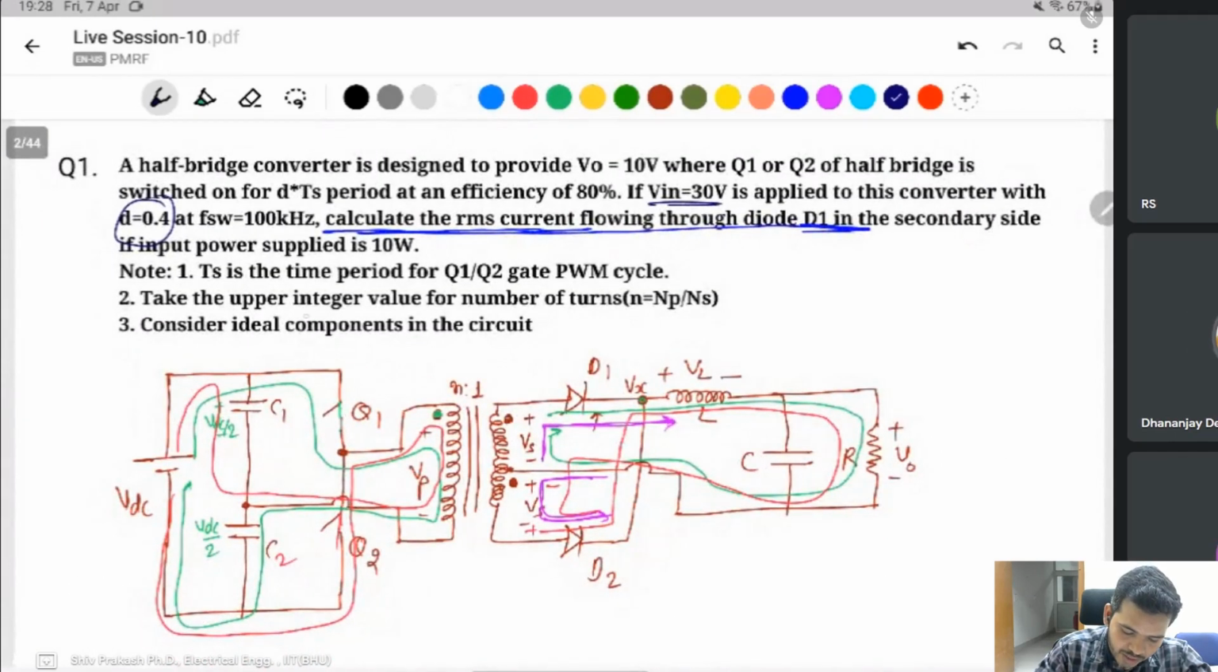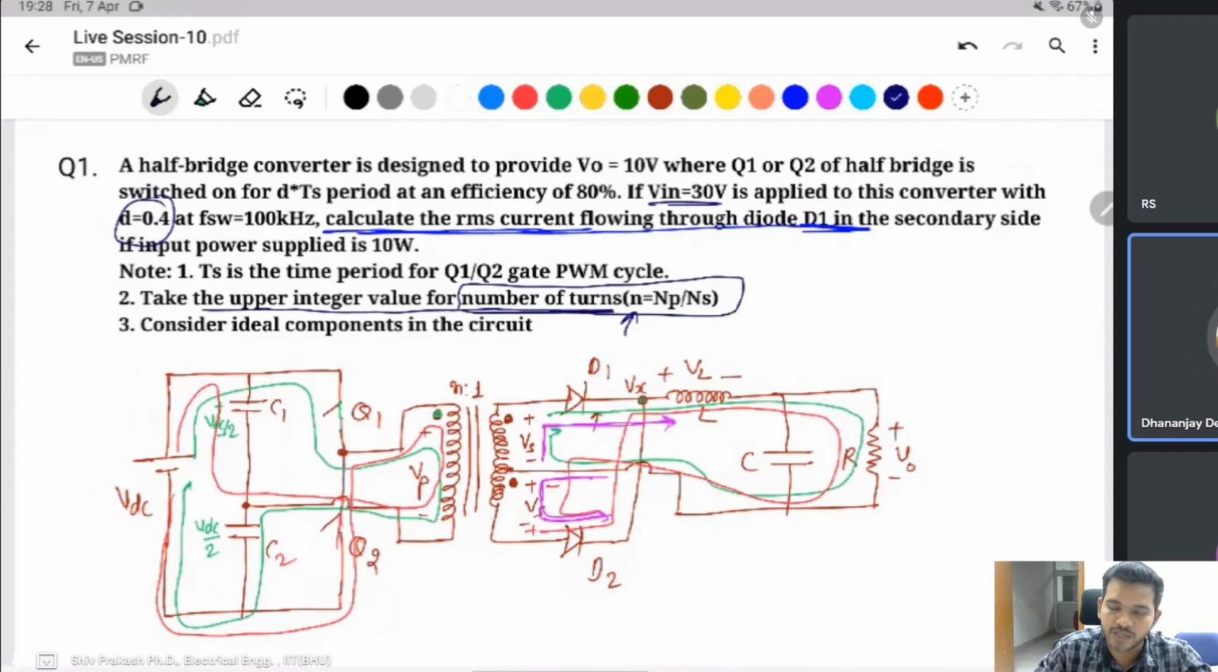A hint is given here as number of turns, like n only. Here also it is given number of turns n equal to NP, n only. Yes, sir. But it is wrong actually. This one is turn ratio. For number of turns, we have to have the cross section area and everything, the AP product and all, the window area and winding, a lot of things.